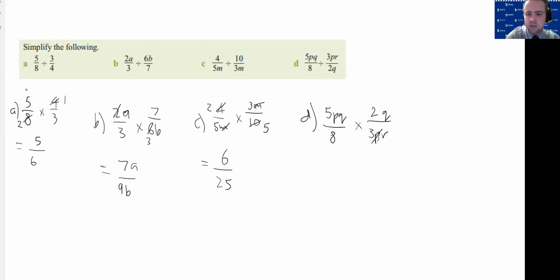I can cancel this p and that p. I can cancel the 2 with the 8, which becomes a 4. I can't cancel the q's because they're both on the top. So I end up with 5 times q, which is 5q, and then I end up with 4 times 3 times r, which becomes 12r.